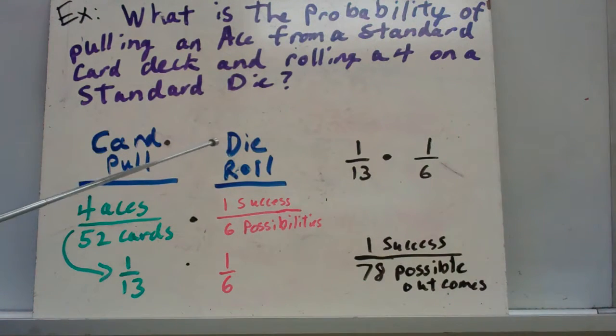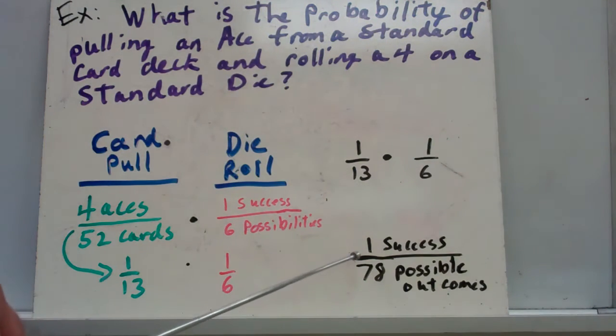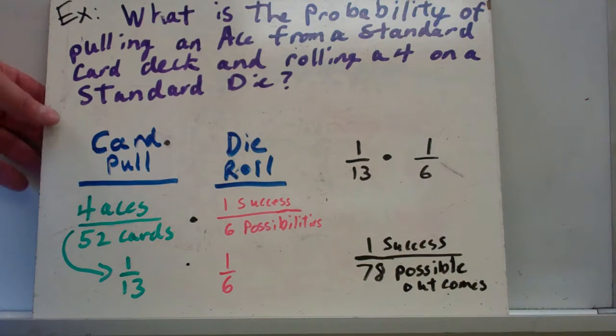On our die roll, to roll a 4, we have 1 success. There's only one 4 on a standard die out of 6 possibilities. So we can take our two fractions of 1/13 and multiply that by 1/6. Then we would end up with 1 success out of 78 possible outcomes. Again, these events are not affecting one another.